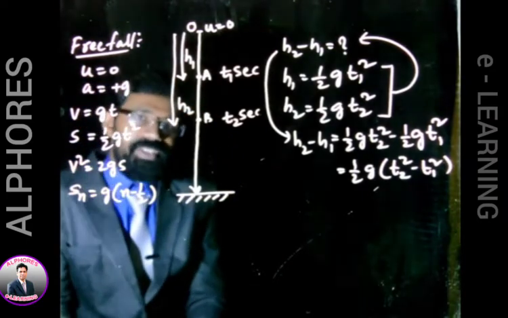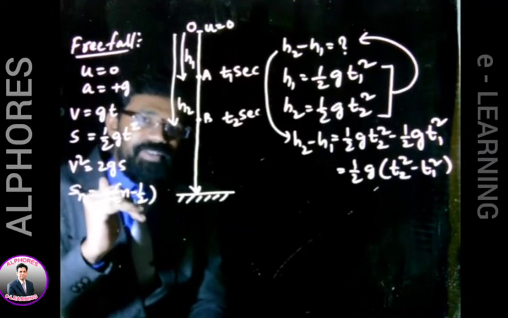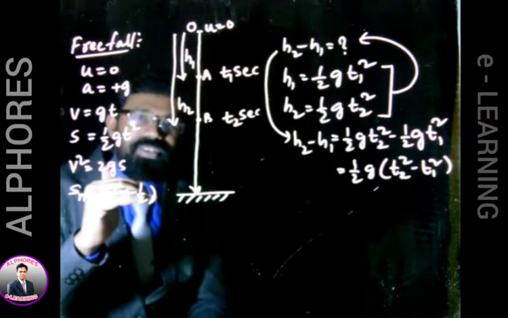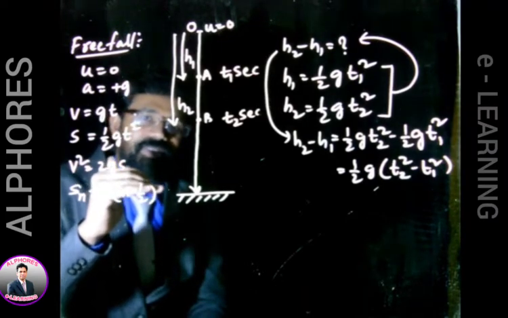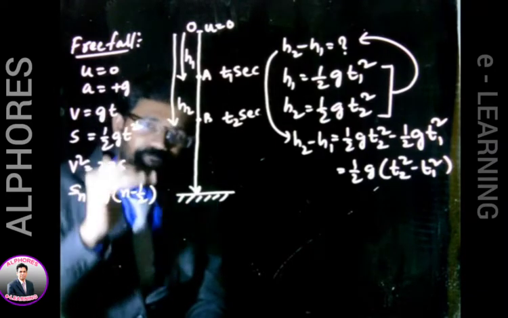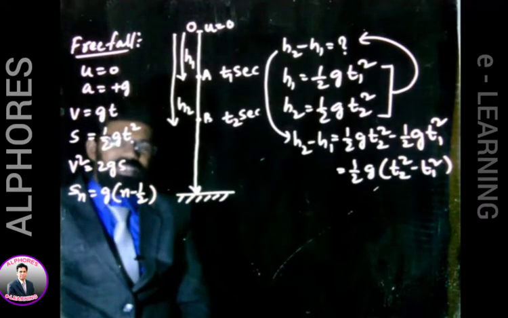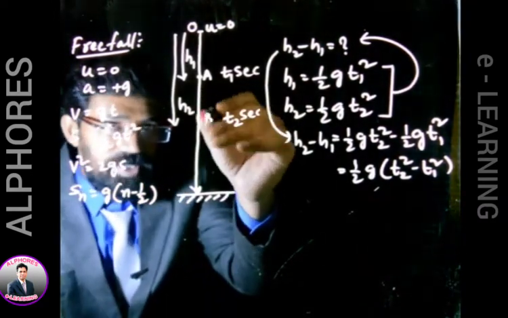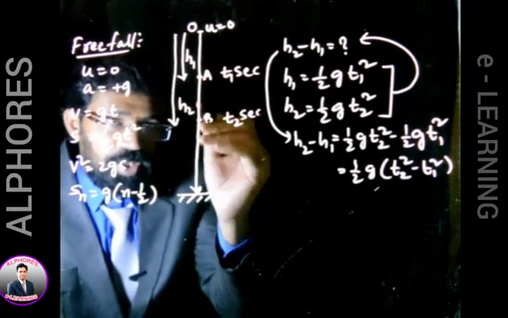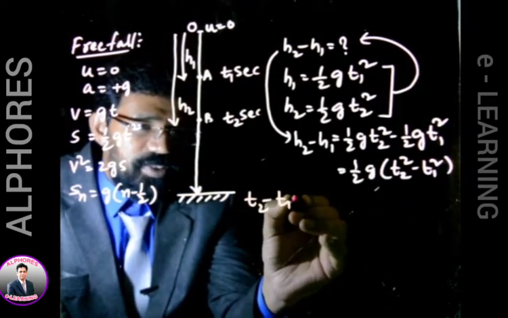Like it was said, the body has started from rest position or it is falling freely from a certain height. It has fallen through a height equal to h1 in a time equal to t1 seconds, and it has fallen h2 distance in a time equal to t2 seconds. If that is the situation, and I am asking you for the time gap between these 2 points, in what time it has reached from point A to point B, what will be that time? That time will be t2 minus t1, isn't it?